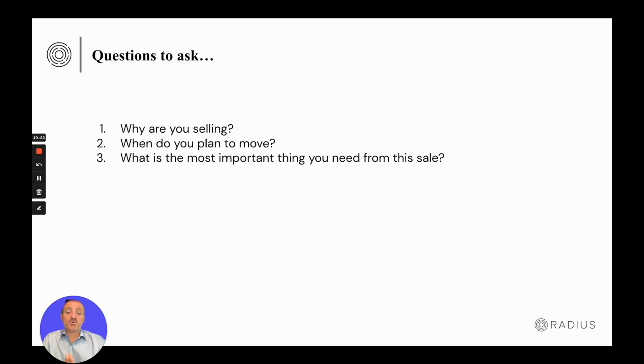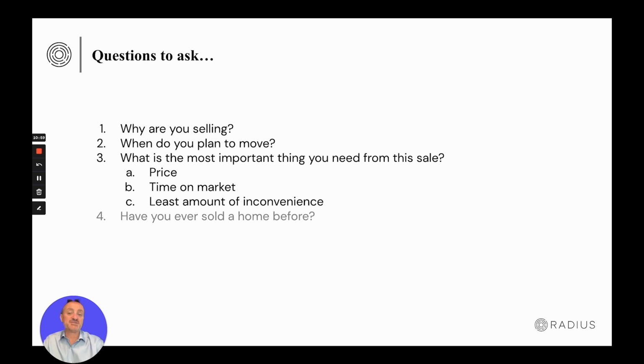What is the most important thing you need from this sale? Is it a quick sale? Is it the highest possible dollar amount? Is it the least amount of hassle? What's most important to you? Price? Time on market? Least amount of inconvenience? Your value proposition to a prospective seller should be all three of these. You're going to sell the property at the highest possible price in the least amount of time and the least amount of inconvenience. That's what the seller is looking for in their real estate agent.